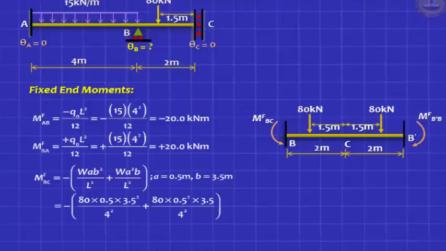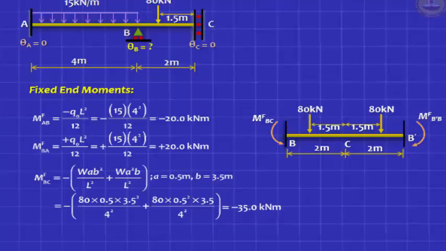So see carefully what we've done. MFBC is minus of 80 into 0.5 into 3.5 the whole squared by 4 squared. That's what you get from the first 80 kilonewton loading. From the second 80 kilonewton loading, you get an additional fixed end moment where A and B get interchanged. That's all you have to do. And you have to press your calculator buttons and get the correct answer. Minus 35. You also have MFCB.